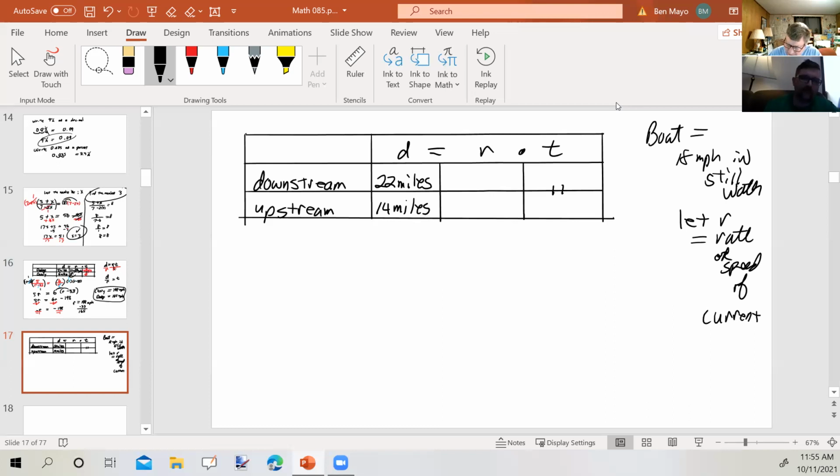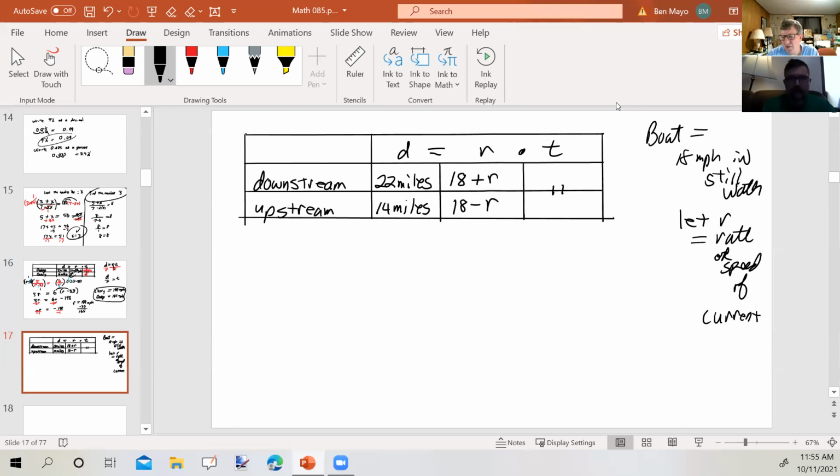So traveling downstream, the boat's going 18 miles an hour plus the current. Traveling upstream, the boat is going 18 miles an hour minus the current. So going downstream with the current, the speed of the current is added to it. Going against it, it's subtracted from it. What does it mean to go with the flow? Take the easy way, right? You hop in the stream and you let the stream carry you. So going with the flow, going with the current, it's helping you.